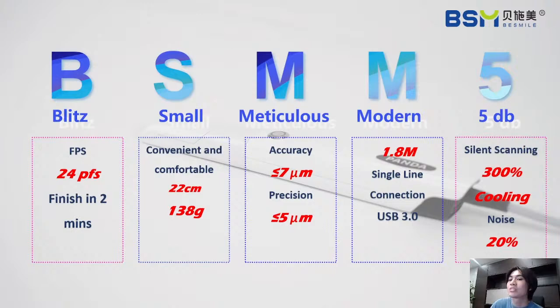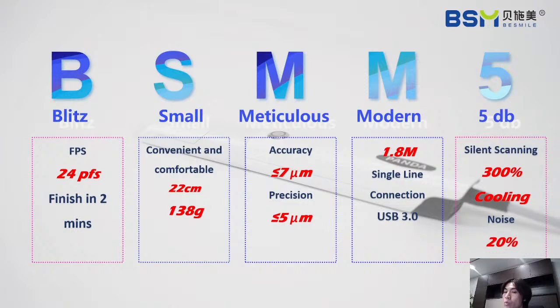And also it's very convenient, which can be presented by S. The S means small, which means our product has an elegant size and a design with convenience and comfort. You see the length of it is only like 22 centimeters, and the weight is only 138 grams. And the M is meticulous, which defines our product as a high performance device with 7 micrometers accuracy and 5 microns precision. And the M series means modern. So this device is a single line connection design, which is totally portable.